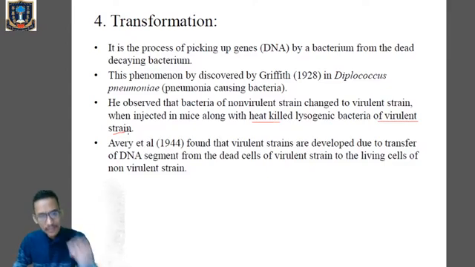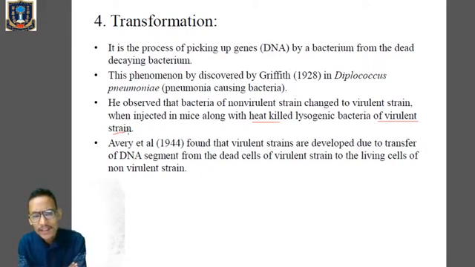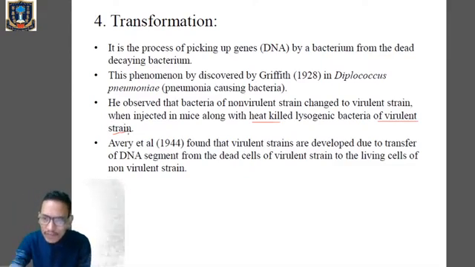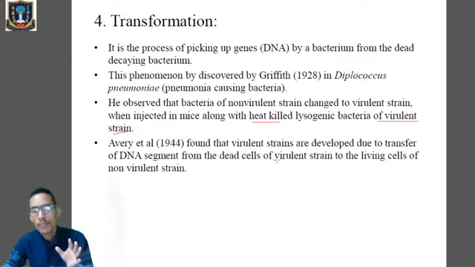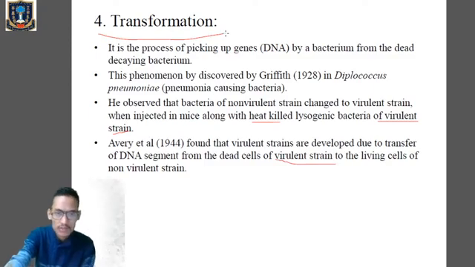So in this case, the genetic material, that is DNA, was picked up by the non-virulent strain from the heat-killed virulent strain. This is the process of transformation, where the non-virulent strain was changed into virulent strain. Clear? So Avery et al. in the year 1944 found that the virulent strains are developed due to the transfer of DNA segment from the dead cells of virulent strains to the living cells of the non-virulent strain. So due to the transfer of genetic material from the heat-killed virulent strain into the non-virulent strain, the non-virulent strain was changed into the virulent strain, and this process is known as transformation. Clear? So we have finished the types of reproduction in case of bacteria.